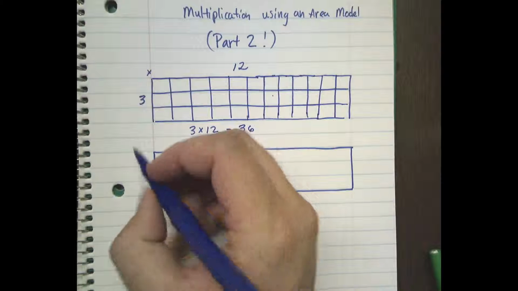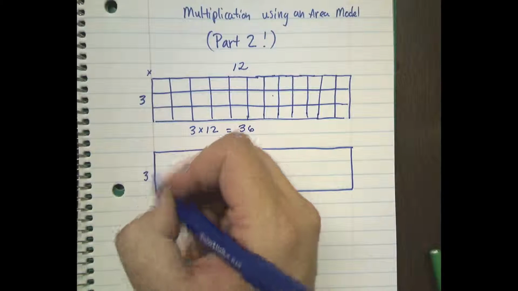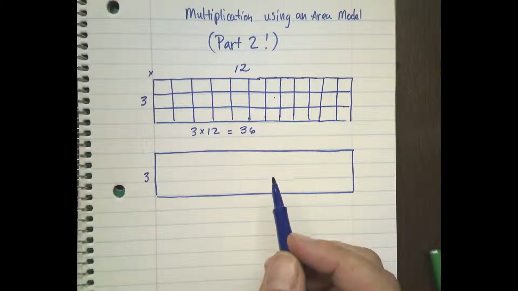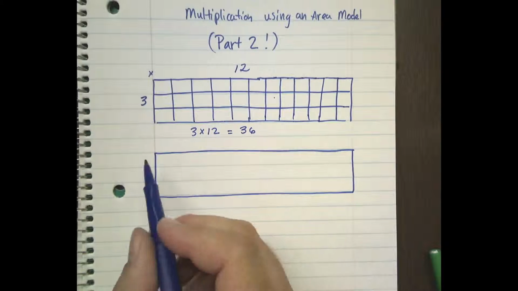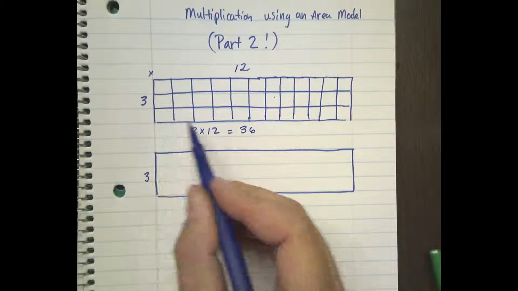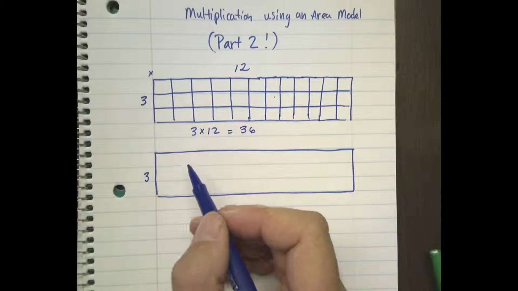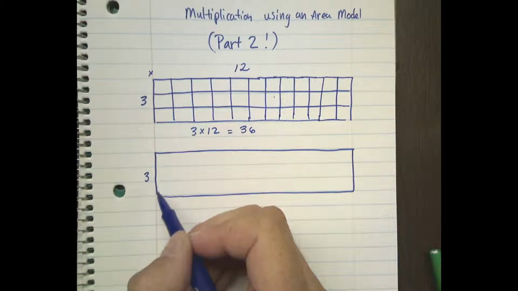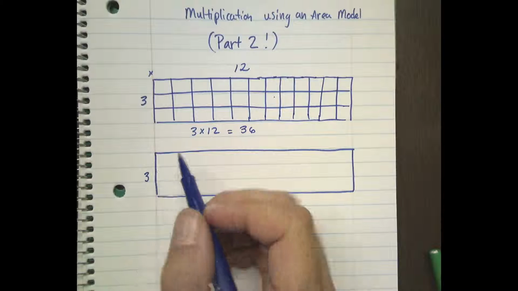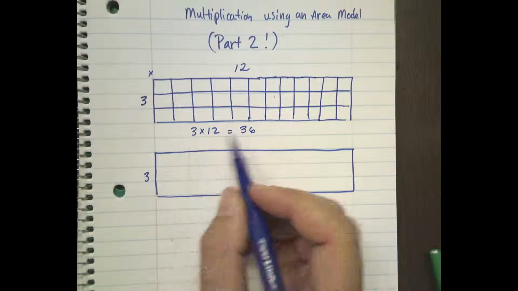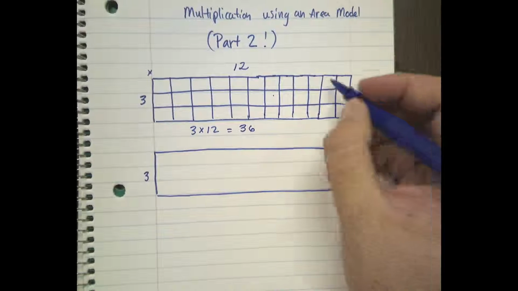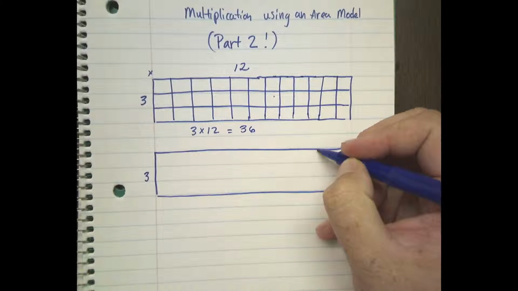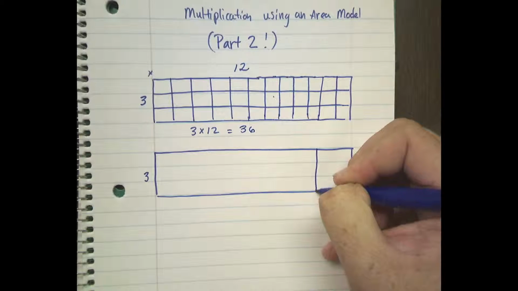So this side I already know is 3 units long, and in a real world situation, you probably won't have little grid squares on your floor. You might have some carpet or whatever you're measuring. You can just measure one side of it, and it's going to be 3. Okay, so what we're going to do is break up that 12, right? So we're going to make it as much to scale as we can. So I'm going to draw this line right here.